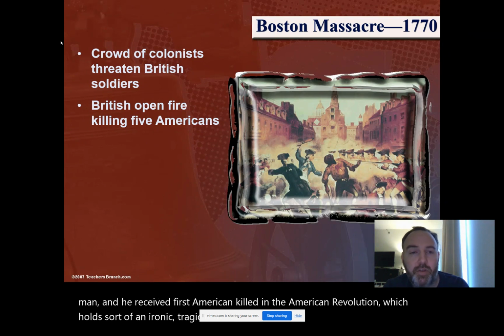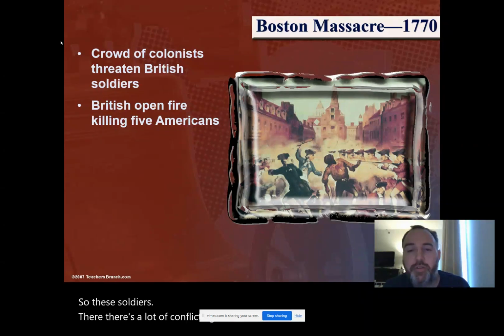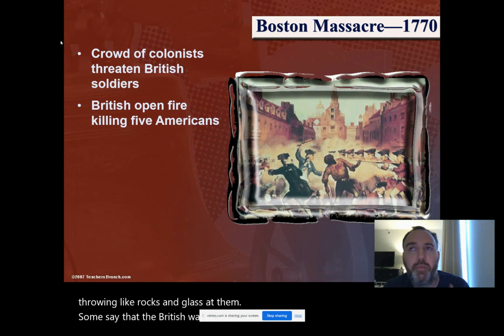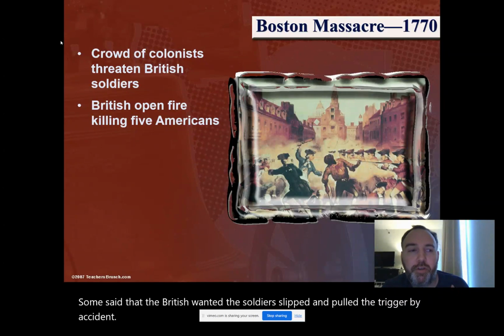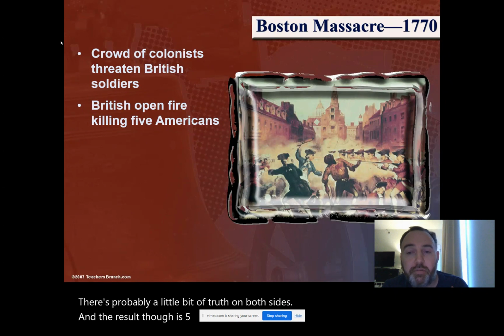So with these soldiers, there's a lot of conflicting reports. Some say that the Americans ended up going from throwing snowballs to throwing rocks and glass at them. Some say that one of the British soldiers slipped and pulled the trigger by accident. There's probably a little bit of truth on both sides. And the result though is 5 Americans being killed, and it's a huge PR disaster, a public relations nightmare.